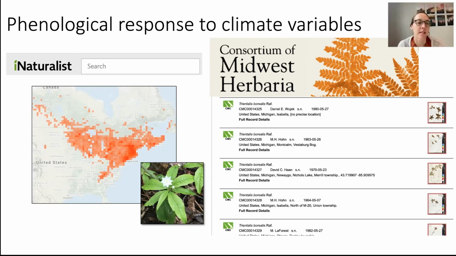We also did collect data from iNaturalist, but didn't end up using it as much for the Trientalis study. I'll show you a little bit of some results about Canada Mayflower that we did use from iNaturalist. So the goal here was to use the herbarium specimens to identify dates of flowering for Trientalis in various locations throughout its range. And when we knew where a plant occurred and when it flowered, then we could go get the temperature and precipitation data for that location and that date.